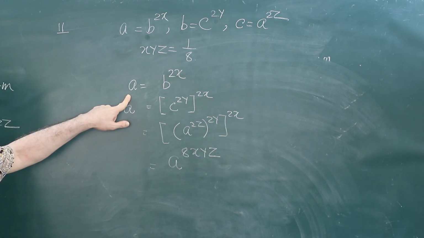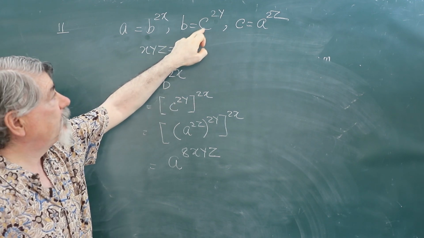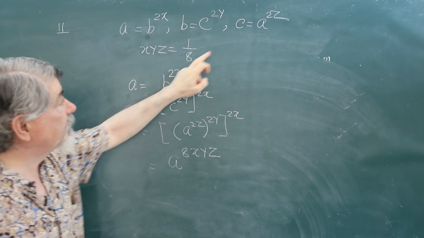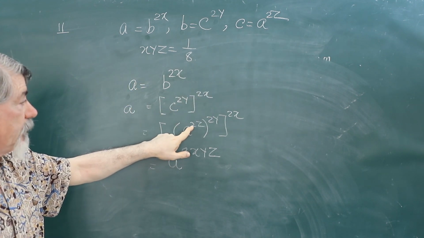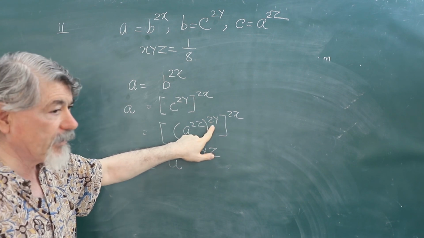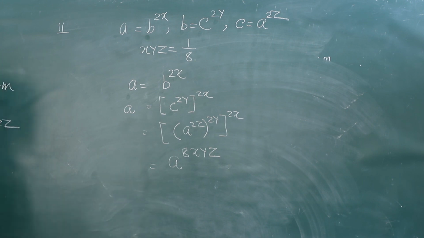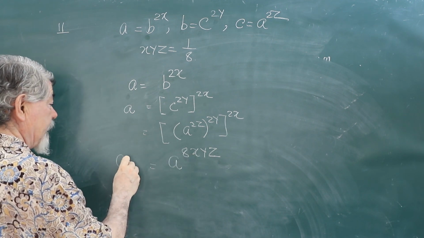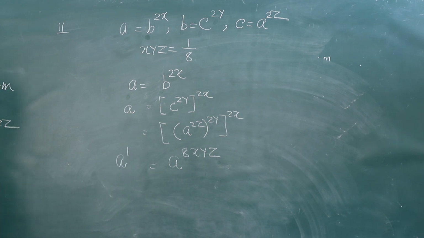I have taken a equal to b to the power 2x. In place of b, I replace it with c to the power 2y, so it is c to the power 2y to the power 2x. Then the value of c is a to the power 2z, so in place of c, I'll write a to the power 2z. So it is a to the power 2z to the power 2y to the power 2x. Power to the power gets multiplied with each other. We get a to the power 8xyz, and it is what? a to the power 1.